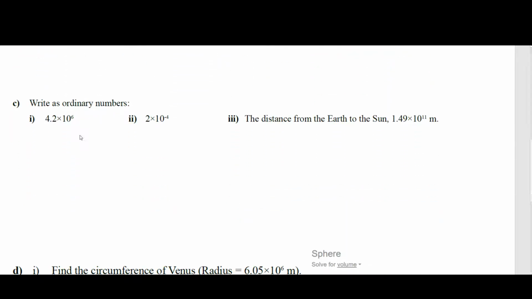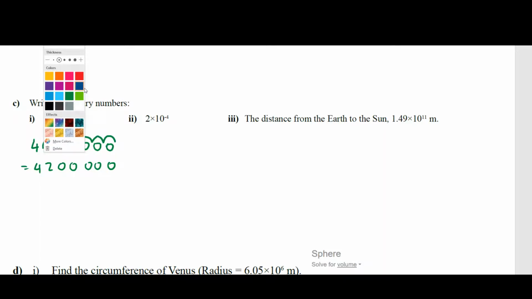C. Write as ordinary numbers. So 4.2 times 10 to the 6. That's going to be this. So we've got 4.2 and it's jumping 6 spots to the right. So 1, 2, 3, 4, 5, 6. That's 4,200,000.